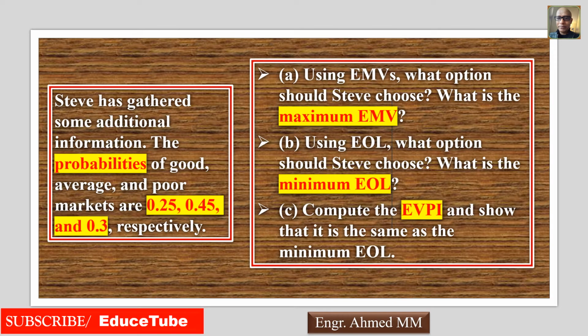And here I have mentioned some additional information which we need, especially the probabilities of good, average and poor markets, which are 0.25, 0.45 and 0.3. We need to find the maximum EMV, the minimum EOL, and I have to compute the EVPI, expected value of perfect information.